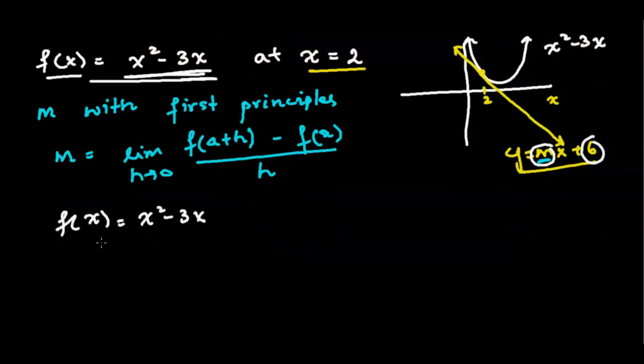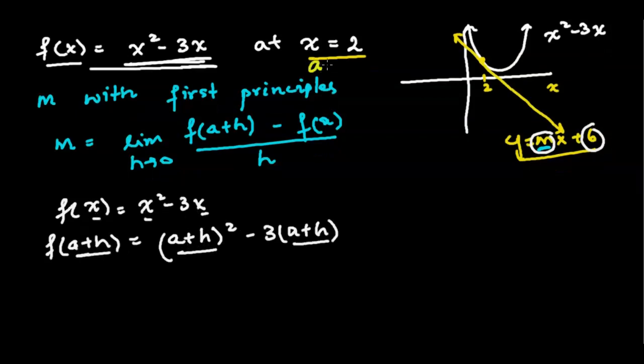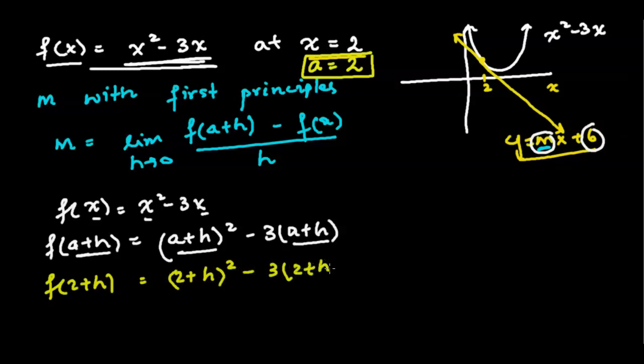As we are given f of x is x squared minus 3x, therefore f of a plus h will be equal to a plus h squared minus 3 times a plus h. That is, wherever we see an x, we will substitute a plus h for that. A is nothing but the point at which we are finding the slope, and in this case it is 2. If we substitute that in here, we would be able to get f of 2 plus h, so that would be 2 plus h whole square minus 3 times 2 plus h.